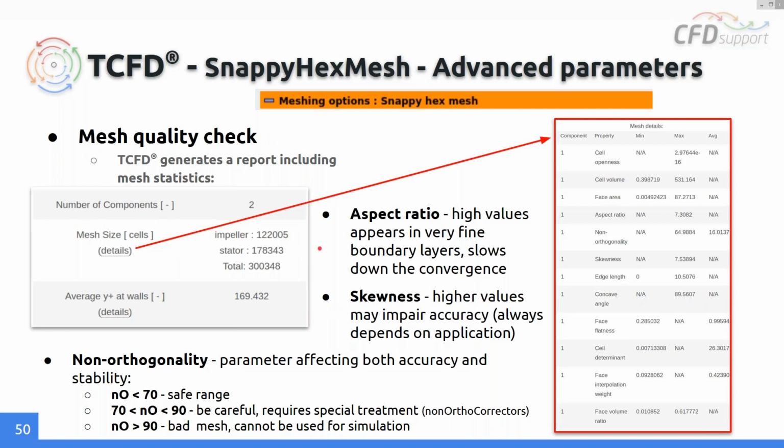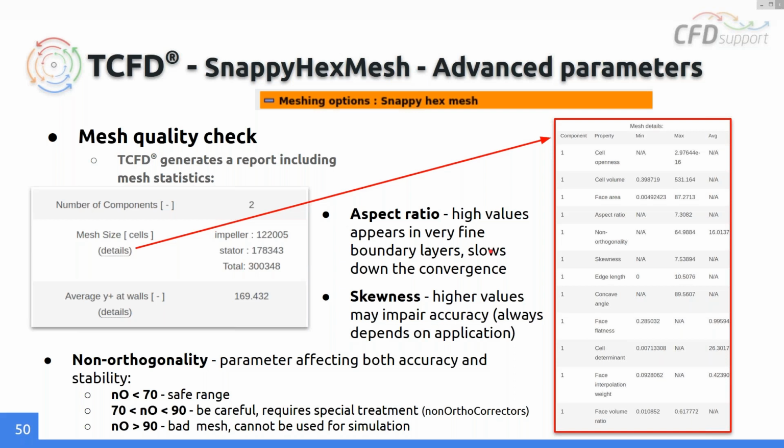Where to check the mesh quality? As I already showed you at the beginning, TCFD generates a report which includes these mesh statistics like amount of cells, y plus at the end of the simulation, and the detailed parameter values for each component. So I picked three main parameters. First one is the aspect ratio.